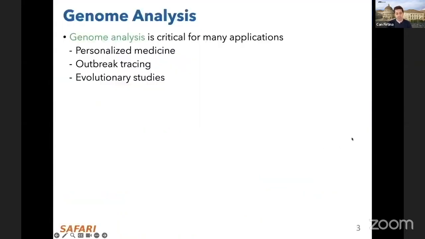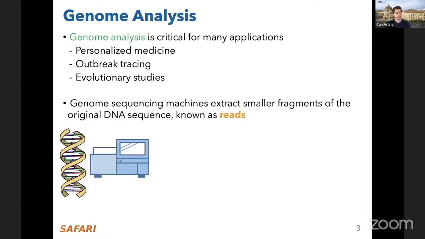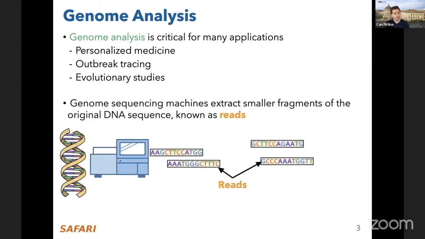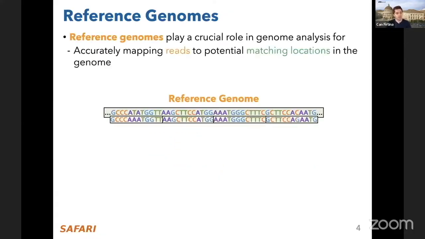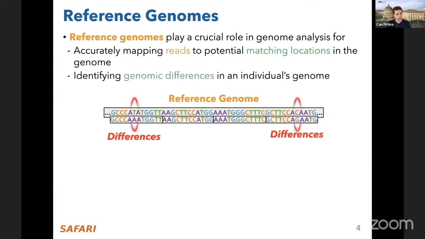So I already covered some background slides on genome analysis, so I'll go over these slides relatively quickly. We know that genome analysis is critical for many applications such as personalized medicine, outbreak tracing, and evolutionary studies, and we know that DNA sequencing machines generate fragmented sequences known as reads. And we already covered that those reads can be mapped to their reference genome to identify the potential mapping locations and also the differences between a read and the reference genome.